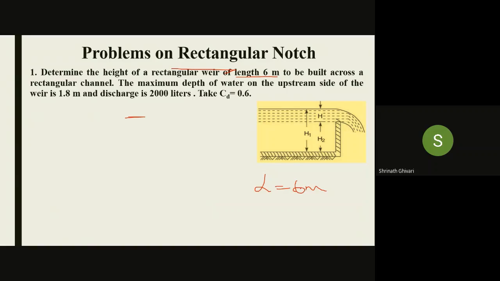Across a rectangular channel, the maximum depth of water on the upstream side. Which is the maximum depth of water, H1, H2 or H? This is the upstream side. Which is 1.8 meter? H1, because he is telling maximum depth of water. So maximum depth of water is from where? From the bottom. I have told you this part is also filled.